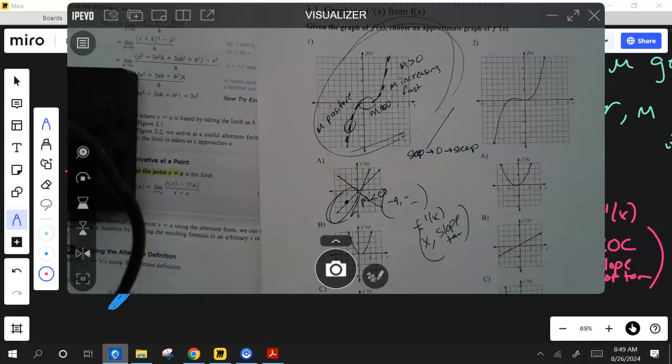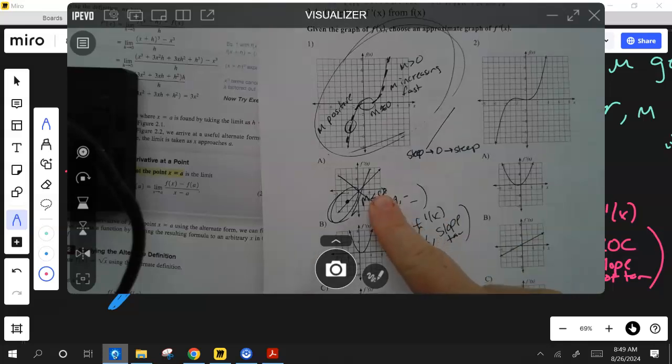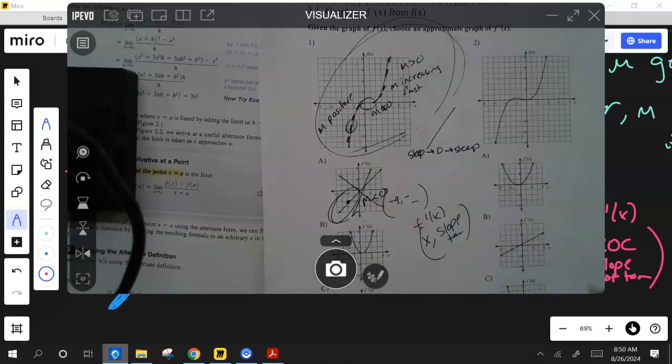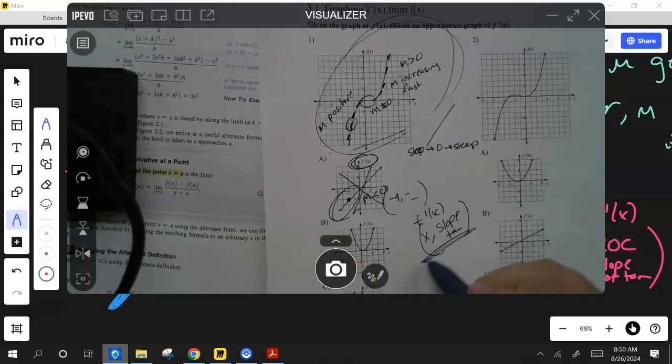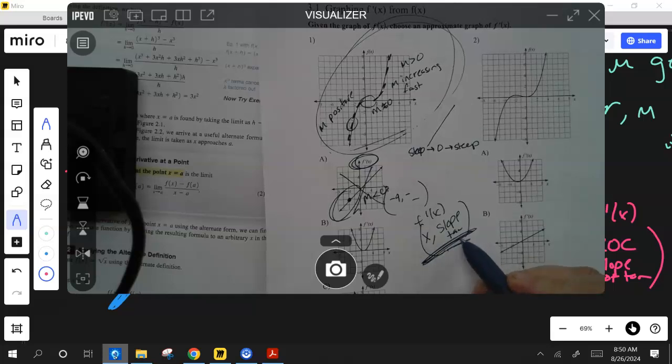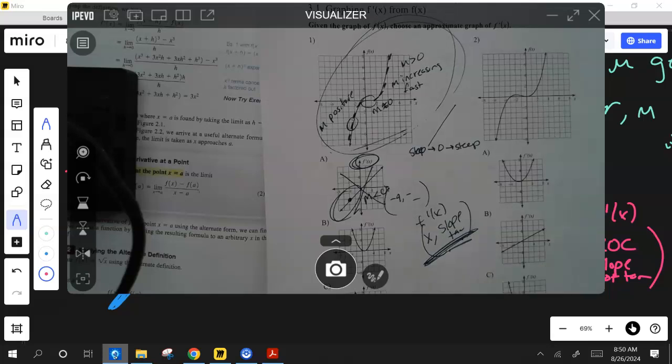Okay, now the graphs that you're talking about, these down here? Okay, no. This is the graph of the derivative. The derivative is the x value plotted with the slope of the tan line. So it would be B.